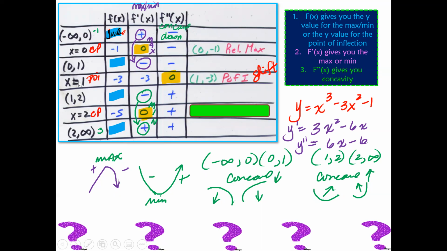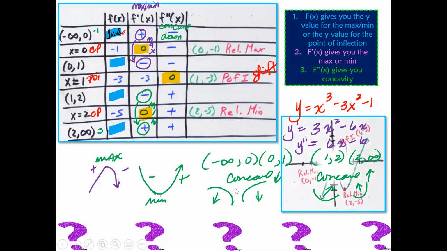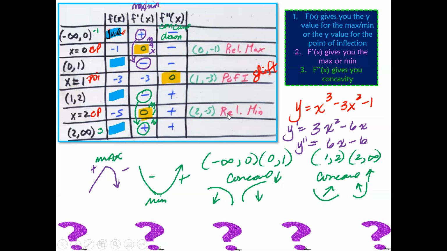But from 1 to positive infinity, it is concave up, which comes to our second critical point, whether it's a max or min. We'll take a look at the first derivative. From a negative to a positive, it's going to go down like a valley and then up. So it is going to be a relative minimum. Okay. And so this is kind of the chart. This is a curve summary of what you can do.